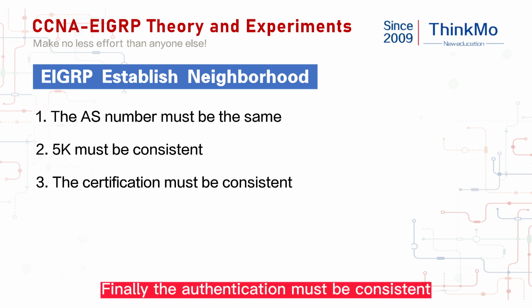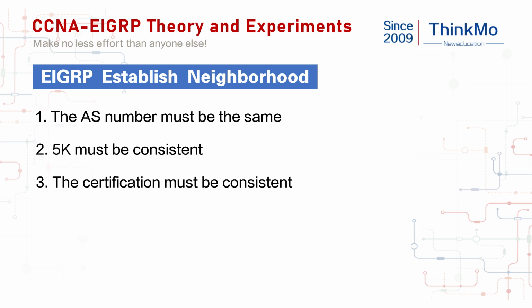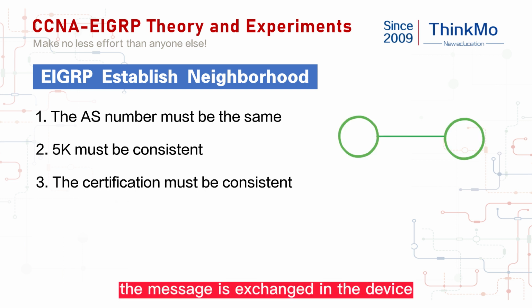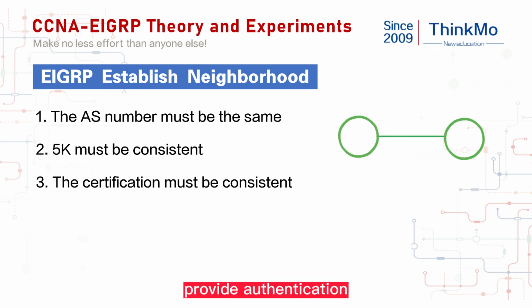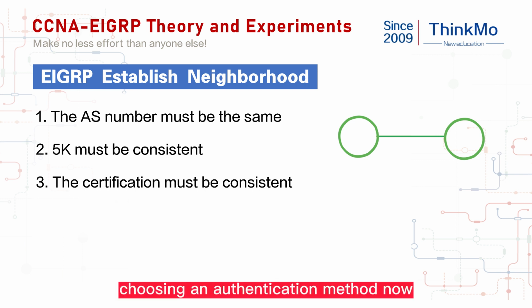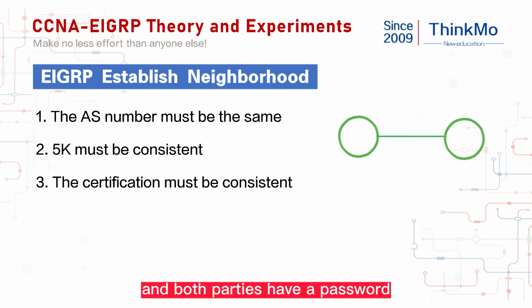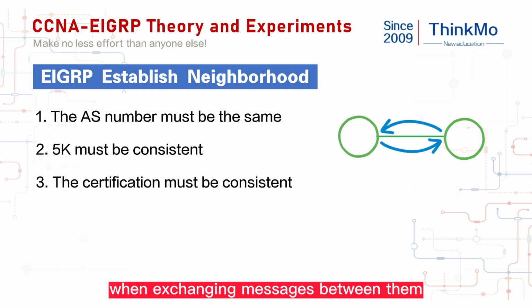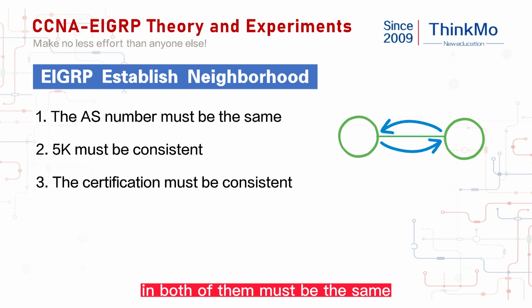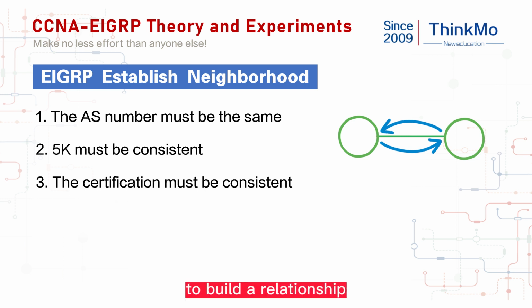Finally, the authentication must be consistent. Authentication means the messages exchanged between the devices provide authentication. It is equivalent to choosing an authentication method, a means of encryption. The devices at both ends use the same authentication method, and both parties have a password. When exchanging messages between them, they can carry the authentication method and password for transmission. The authentication parameters in both of them must be the same to build a relationship.